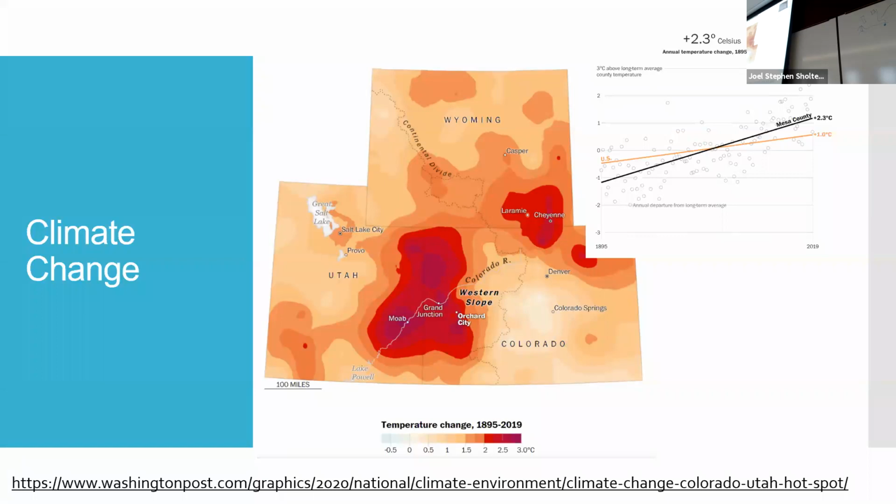And what's going on there? Well, it's probably pretty complicated, but one of the easiest explanations is that as we dry out, there's less water in the soil, less water in the atmosphere, and that heats the ground up faster. We'll get into evapotranspiration in a week or two.